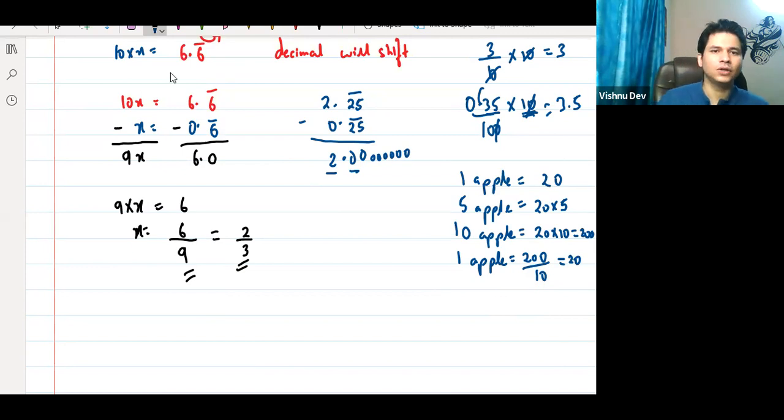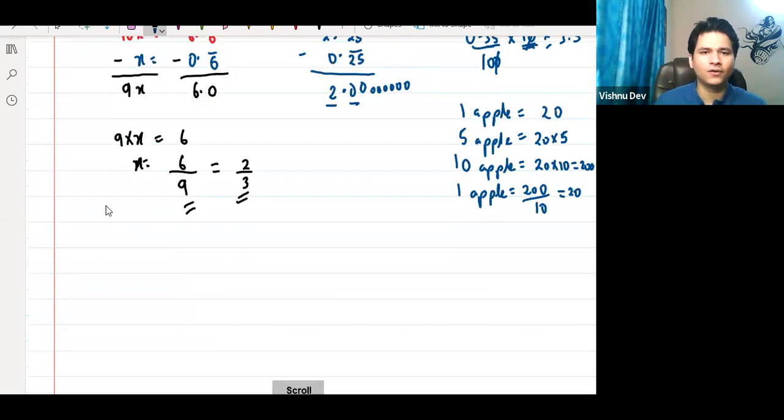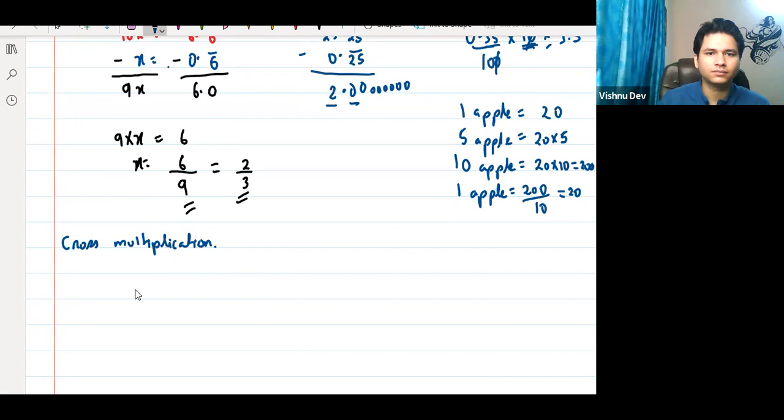Okay. Now, there's something called cross multiplication. I will explain this. There's something called cross multiplication. Now I will tell you what is cross multiplication. Okay, next. Cost of 9 apples is equal to 60 rupees, right?